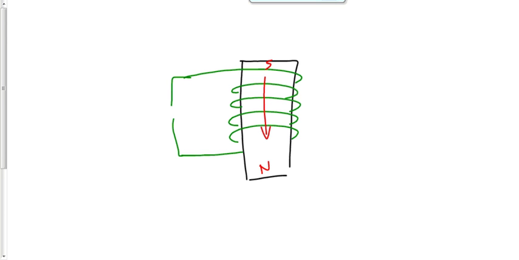That means the current will go around like this and then come around like this. All right, how do I draw my battery? Like this or like this? Option 1 or option 2? Chase? Option 1.